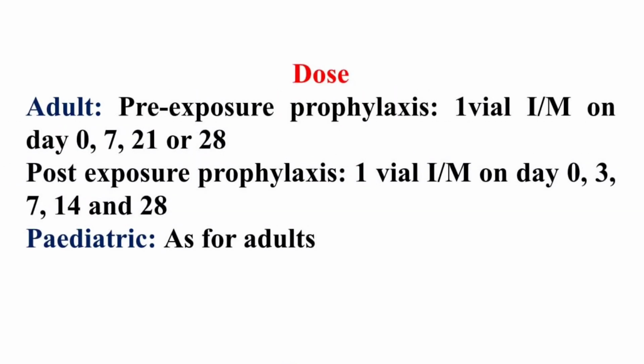Doses: adult dose pre-exposure prophylaxis, 1 vial intramuscular on day 0, then day 7, then day 21 or 28. Post-exposure prophylaxis doses: 1 vial intramuscular on day 1, then day 3, then day 7, then 14, and day 28. Pediatric doses as for adult.